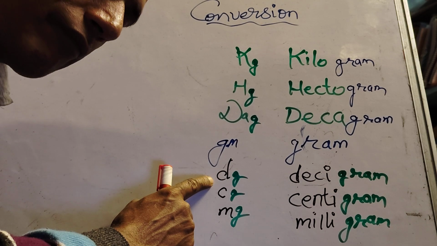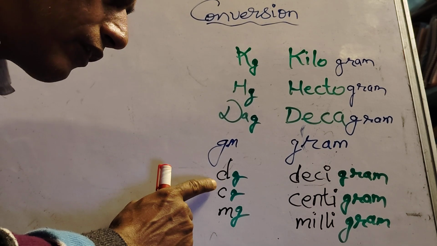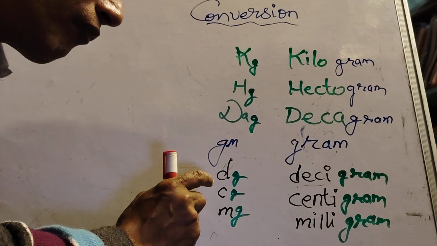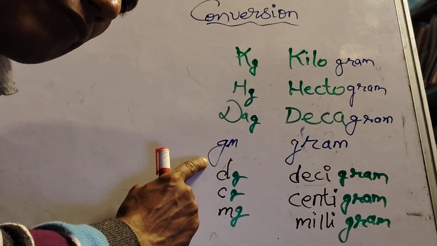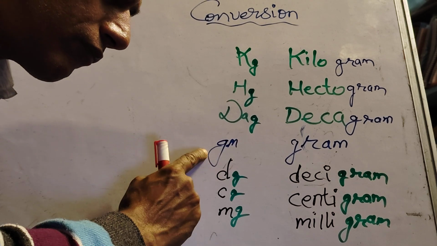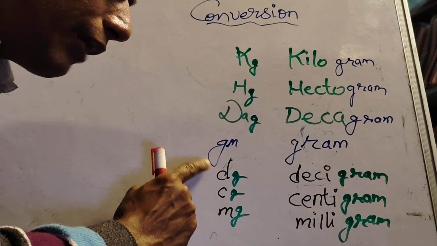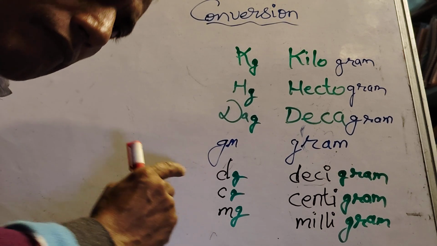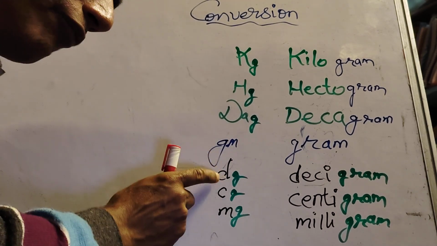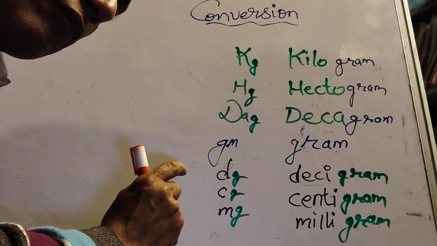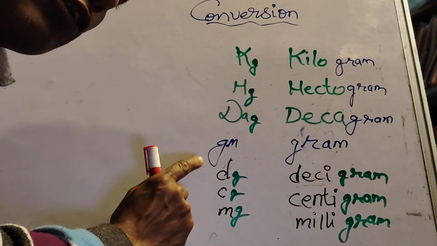How many centigrams in a decigram? There are 10 centigrams in 1 decigram. How many decigrams in 1 gram? There are also 10.